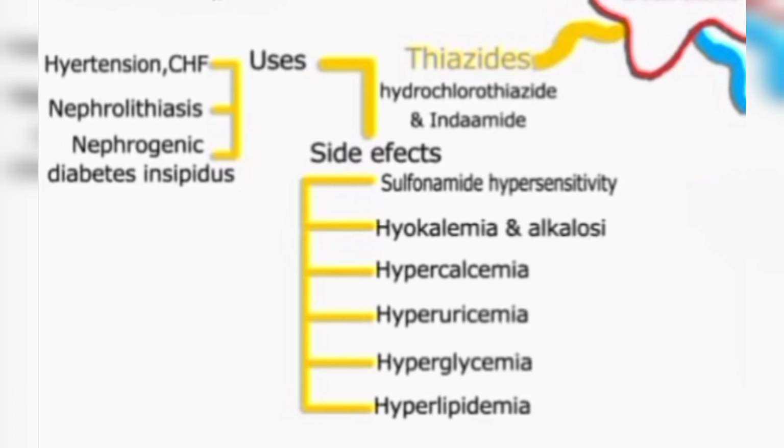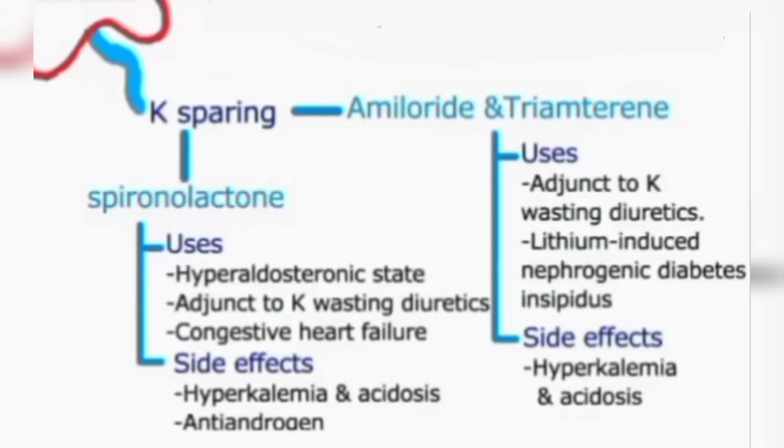What are the indications of these drugs? We have hypertension, congestive heart failure, nephrolithiasis, nephrogenic diabetes insipidus. And the side effects caused are sulfonamide hypersensitivity, hypokalemia and alkalosis, hypercalcemia, hyperuricemia, hyperglycemia and hyperlipidemia.